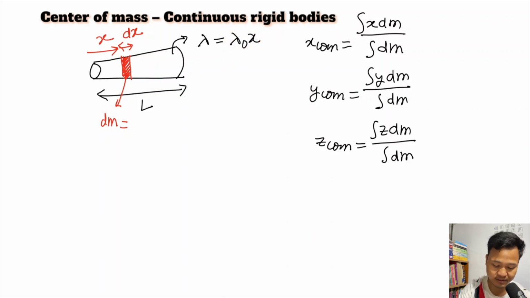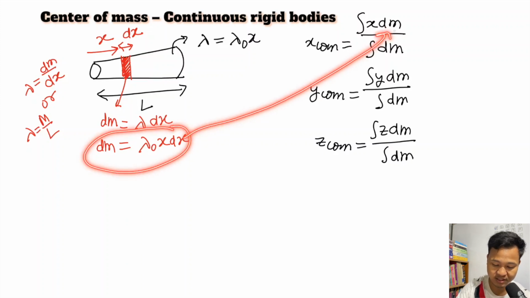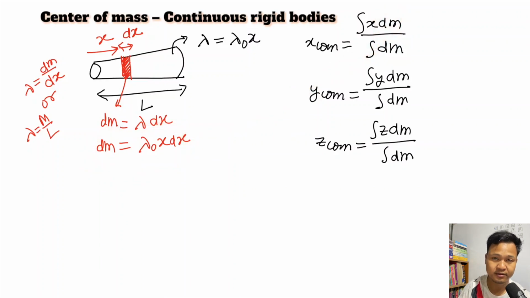So dm is lambda into dx. Lambda is the mass per unit length, so lambda equals mass m divided by L. So from here I have dm equals lambda into dx. Here lambda is lambda not into x, so dm equals lambda not into x into dx. This is the first step: we find dm, and then we put it in the formula.